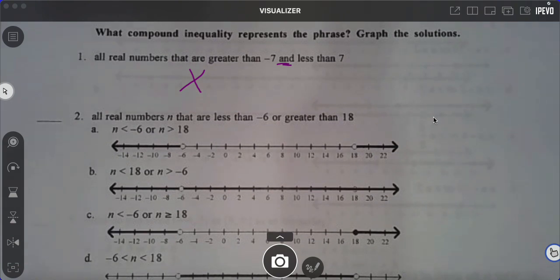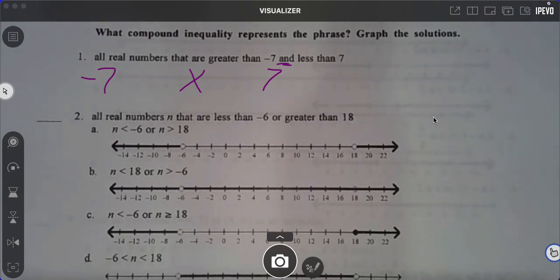Which number is smaller? -7. So it goes over here on the left, and the other number that's bigger was which number? 7. So it goes over here on the right. Is everybody good with setting that up? Smaller number, bigger number, here's your variable. This is how you do an and.